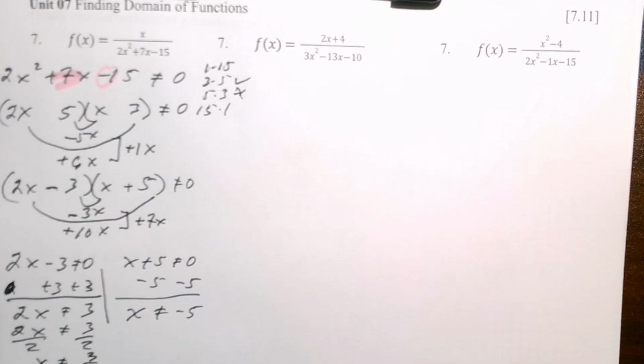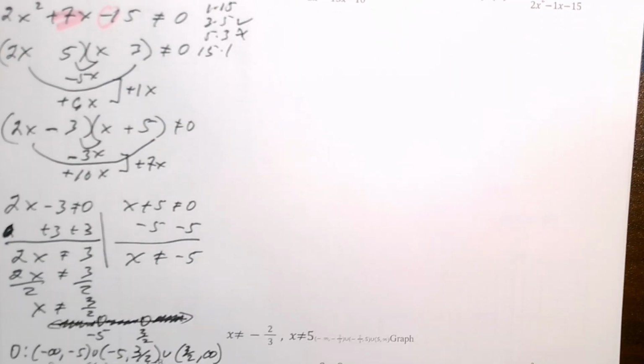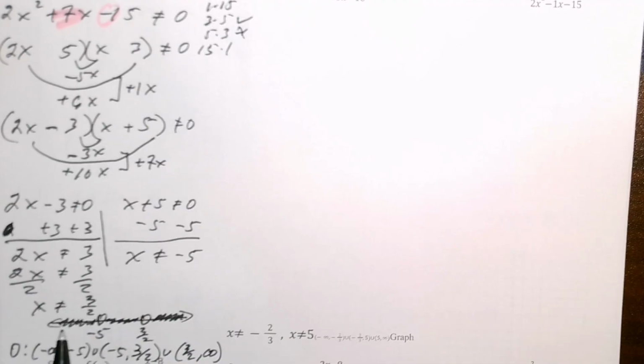Okay. All right. Oops, sorry, I should have brought that up a little higher. So once again, we're going to omit negative 5 and omit 3 halves. And our domain could be anything in this area. Again, negative infinity to negative 5. Anything in this area right here, which is negative 5 to 3 halves. And we can use any values in this third area right here, which is from 3 halves to positive infinity.